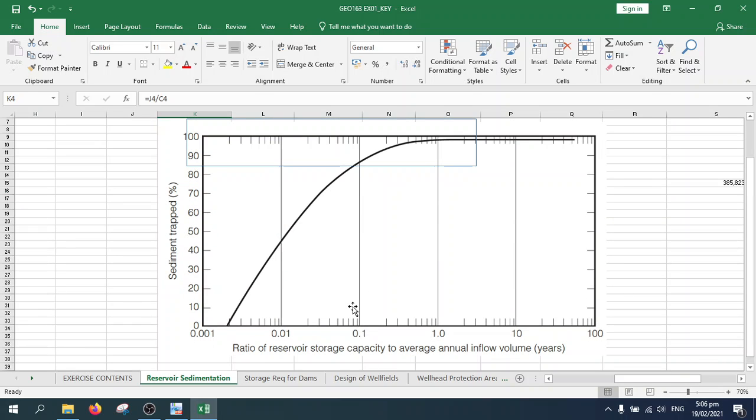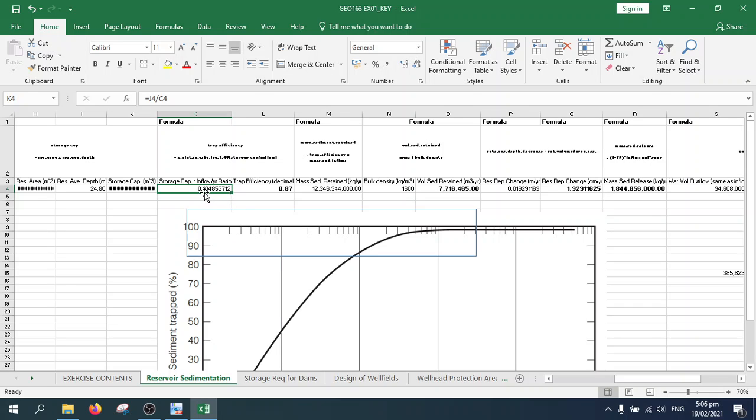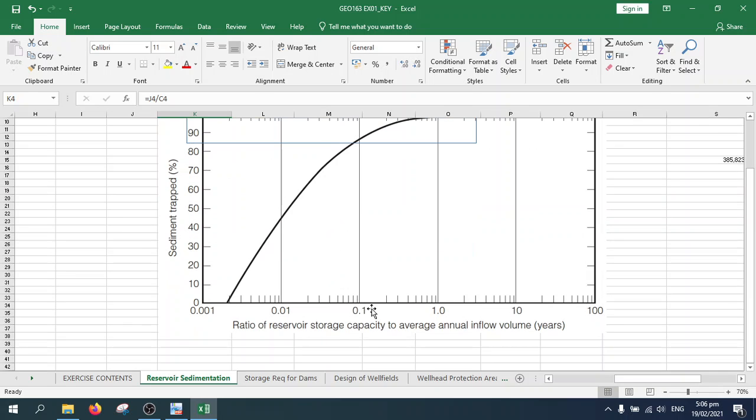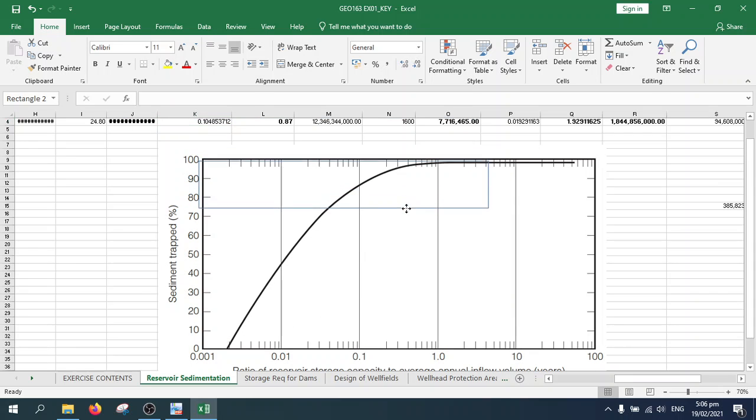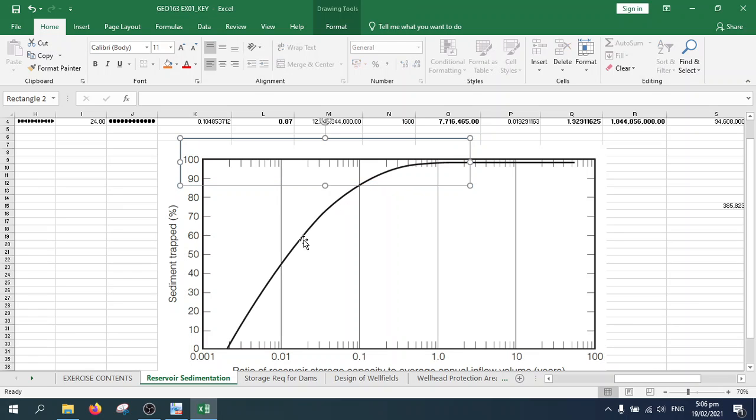All right, so our ratio is 0.104 or approximately 0.1. And if you will be projecting that to the chart, so I used here a rectangular shape. So this is 0.1. All right, this is the intersection with the curve.